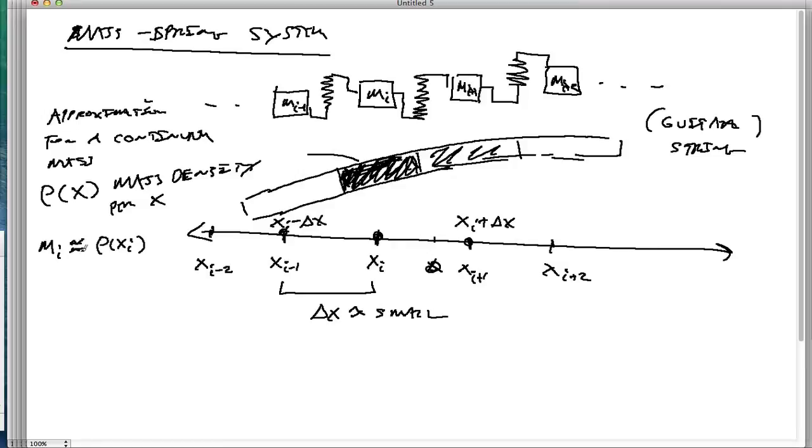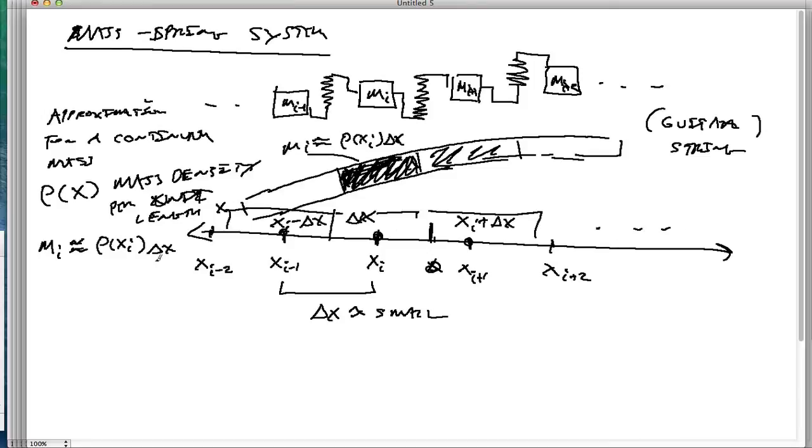So then our mass Mi will be equal to rho at xi, which will be approximate, times delta x. So that's per unit length. All right, so our mass i will be right here, rho xi, delta x. And so we can think of our delta x as right here, and then we have another delta x and another delta x over that way, and so on and so forth as we go forward.